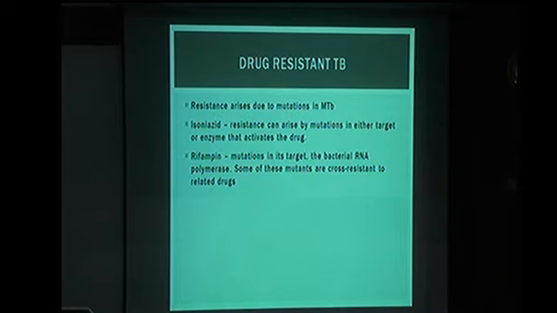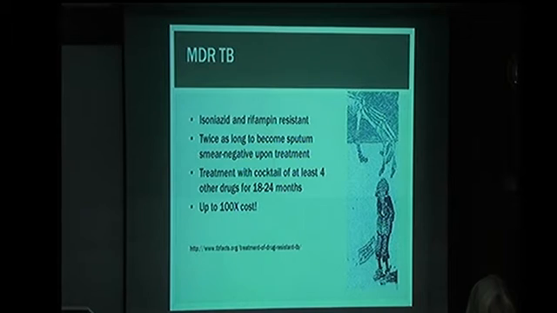In rifampin, there are mutations in the target, RNA polymerase. There's a lot of derivatives of rifampin-like molecules. Sometimes you get cross-resistance, and sometimes you don't. So it's very specific for the mutations in the drug. MDR-TB is defined as being resistant to rifampin and isoniazid. So you could have drug-resistant TB that's resistant to just one compound, but MDR is resistant to those two specifically.